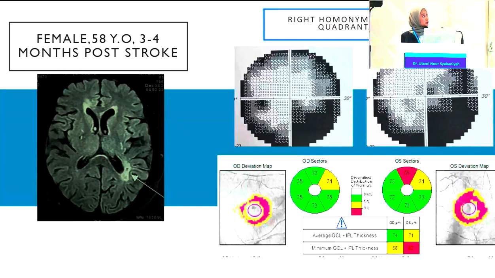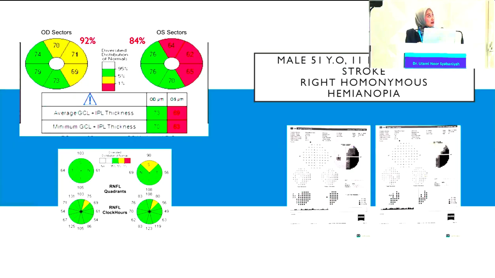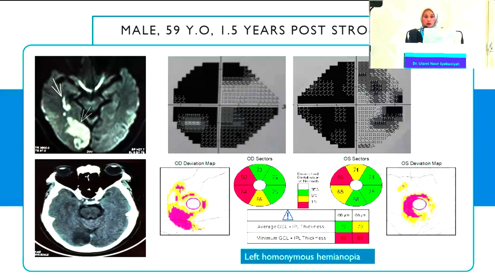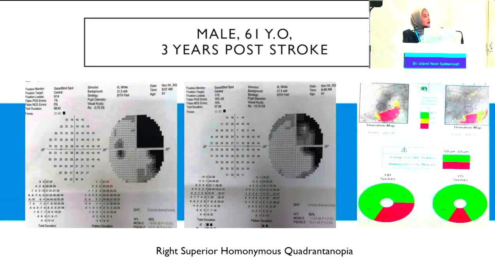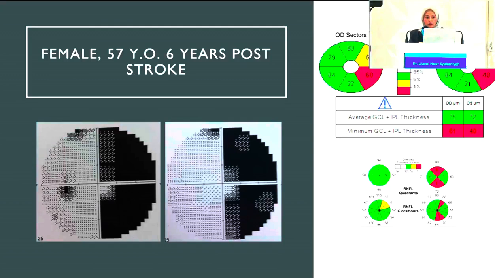This one is female, 58 years old, with 3 to 4 months post-stroke. We could see that the lesion is on the left occipital area, and the Humphrey showed right homonymous inferior quadrantanopia, and the OCT showed GCC thinning corresponding with the visual field. Another case, male 59 years old with 1.5 years stroke in the right occipital area. Humphrey showed left homonymous hemianopia, and the OCT showed GCC thinning corresponding to the visual field defect. This one also a female, 50 years old with 6 years post-stroke, with the Humphrey showing right hemianopia, and the OCT showed GCC thinning also corresponding with the visual field defect.